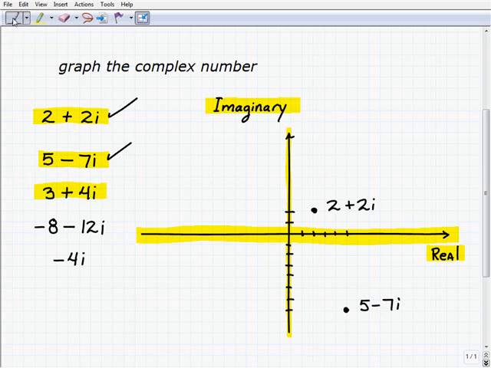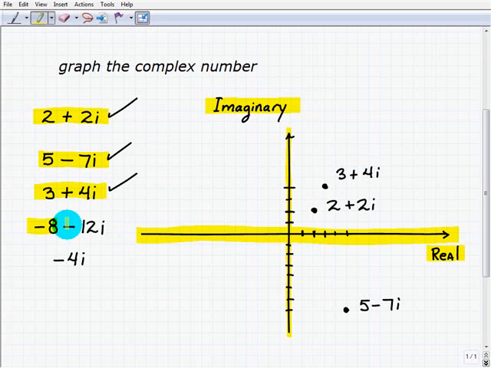3 plus 4i. This is pretty straightforward now, hopefully for you. If you want to go ahead and pause the video and try these problems, it's a good time to do so now. Okay, so it's 3 on the real, 1, 2, 3, and 4 on the imaginary, positive 4 now. 1, 2, 3, 4, so that is going to be right there. 3 plus 4i.